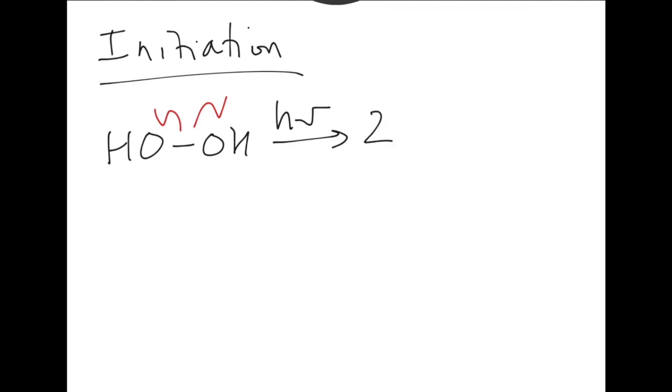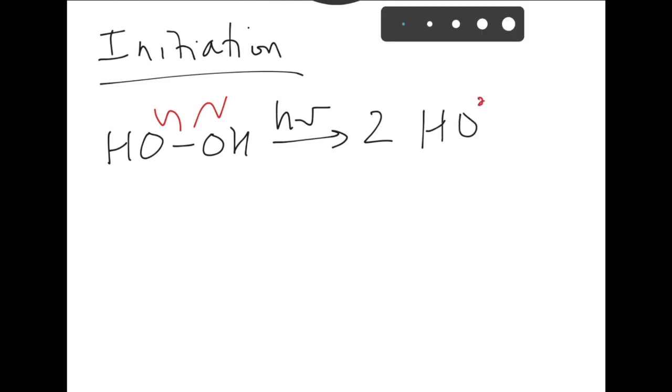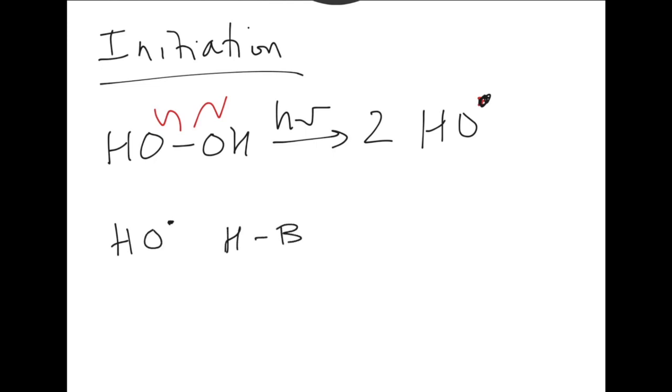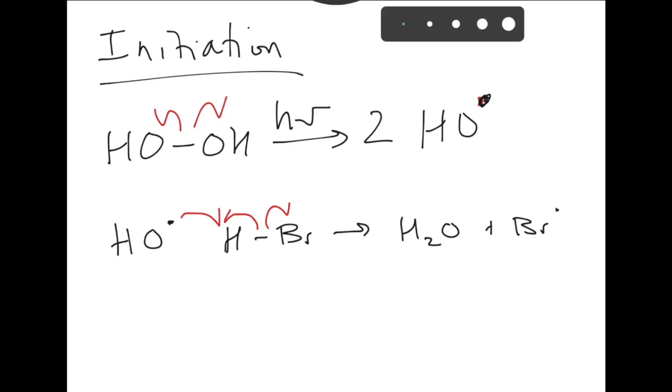Right. So you make two. You get two hydroxyl radicals, and then that hydroxyl radical reacts with HBr, and it basically grabs the hydrogen. The electrons from the hydrogen-bromine bond come over, because it takes two electrons to make a bond. So you get one electron from the hydroxyl radical, one from the hydrogen-bromine bond, and the other goes over to the bromine, and you generate water plus a bromine radical. Right, so the whole point of initiation is to make this radical.